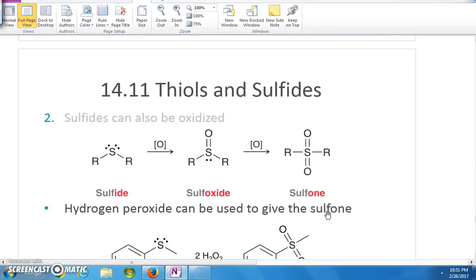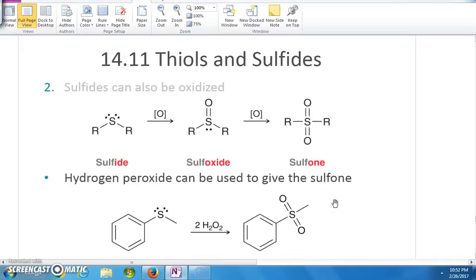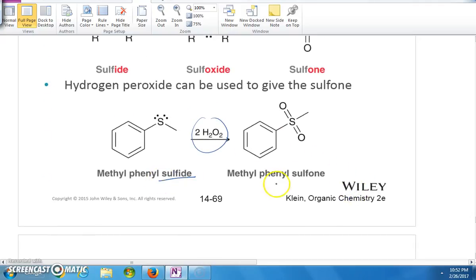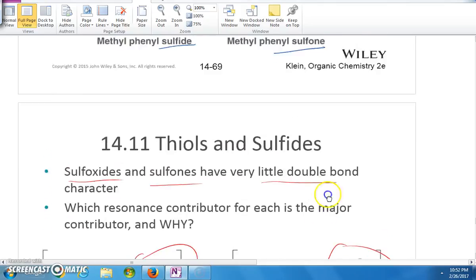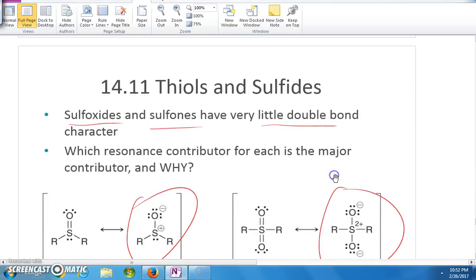Now, sulfides can also be oxidized to the sulfone, but you have to use a very strong oxidizing agent like hydrogen peroxide. If you use 2 equivalents of hydrogen peroxide, you can take the sulfide through to the sulfone. So make a note of that. If you want to stop at the sulfoxide, you have to use sodium periodate. But if you want to go all the way to the sulfone, you have to use hydrogen peroxide.